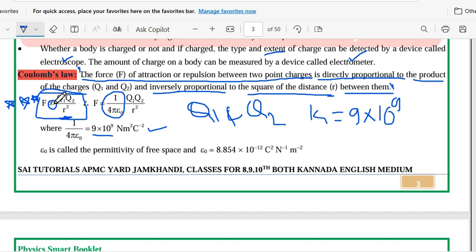We need to remove the proportionality constant. Instead of writing the proportionality factor, I have written k, whose value is equal to 1 divided by 4 pi epsilon naught, which is equal to 9 into 10 to the power of 9 Newton meter square per Coulomb square. Another factor we have seen here is epsilon naught. Epsilon naught is called the permittivity of free space, whose value is equal to 8.854 into 10 to the power of minus 12 Coulomb square per Newton per meter square.